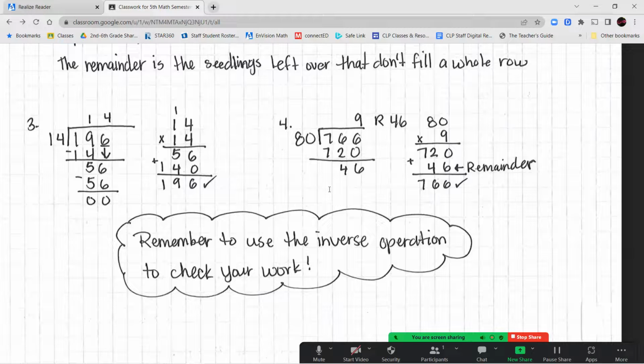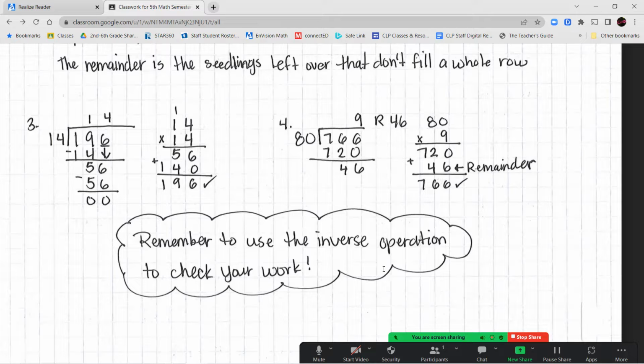For number 4, we had 766 divided by 80. Now, 80 doesn't go into 76, so we have to look at the whole number. So 80 goes into 766 9 times, because 9 times 8 is 72. So 9 times 80 is 720, and that leaves us with a remainder of 46. Now I'm going to use my inverse operation and multiply. We just said that 80 times 9 is 720. 720 plus that 46 remainder got us back to 766, which was our original dividend.